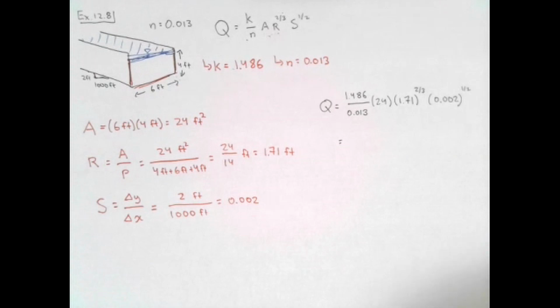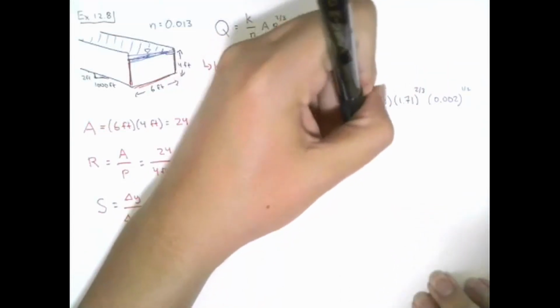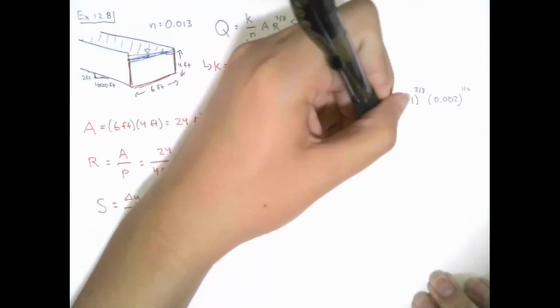Oh, I got 7.32. I would say, are you sure about that? Let's double check our units. Is that the velocity, I think? But we're calculating flow rate. I got 175.7. Okay, so we get about 176 cubic feet per second.